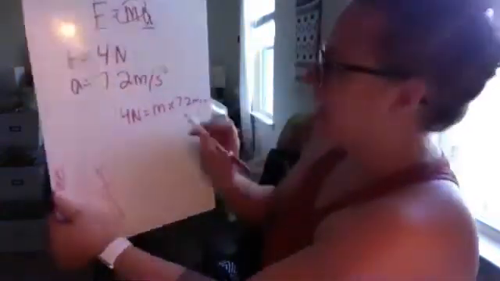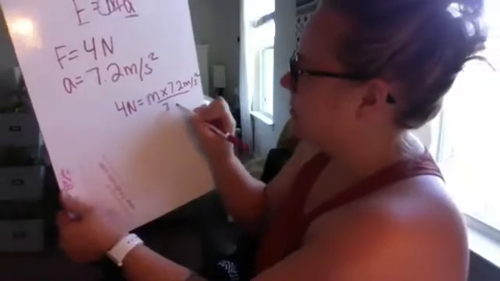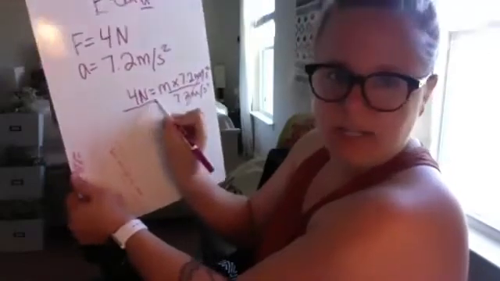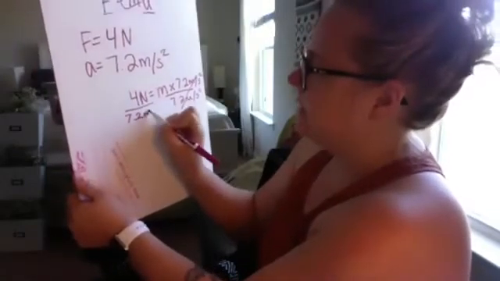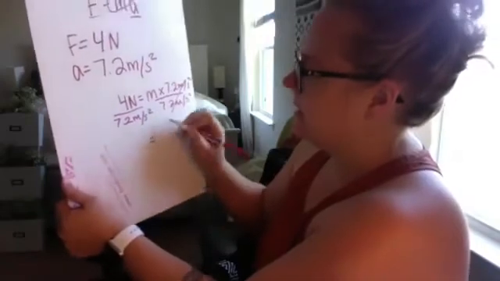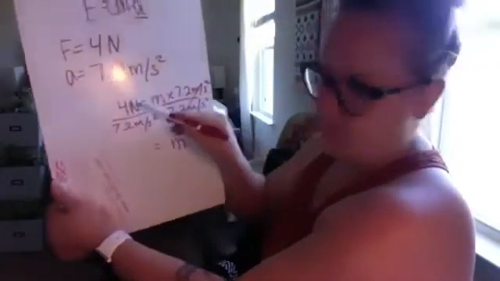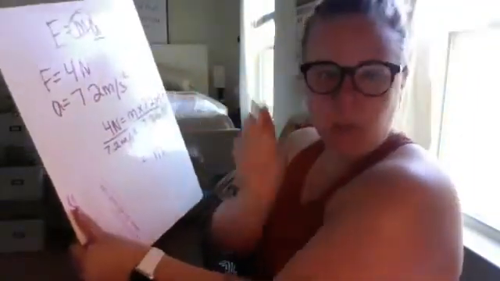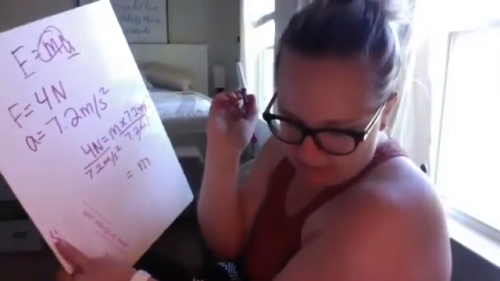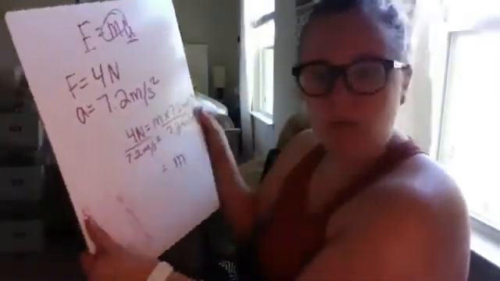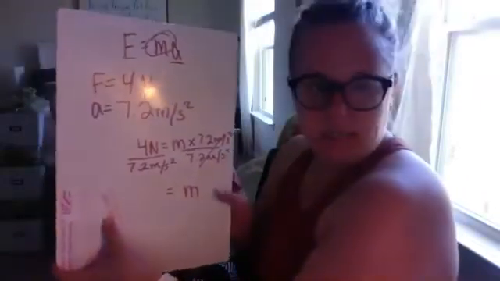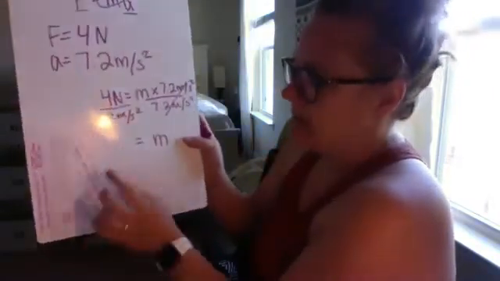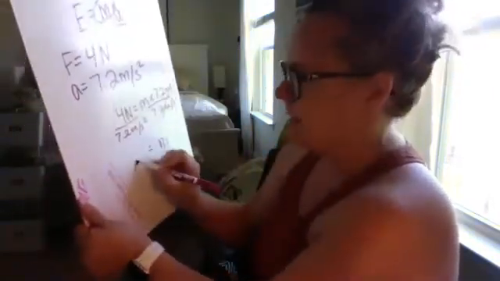Yes, divide. So I'm going to go ahead and divide 7.2 meters per second squared. To get it off that side, I put it on that side, 7.2 meters per second squared. So now my m is by itself, and if I put this in the calculator, I get this long number. It says 0.55555, right? So on the sheet, I'm letting you round to the tenths place because that's where I have all my numbers, okay? So that would actually round to 0.6.